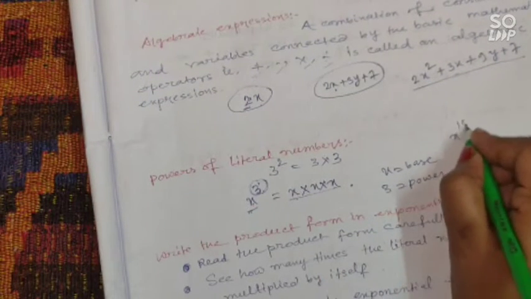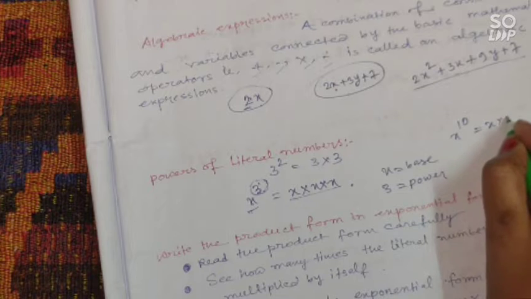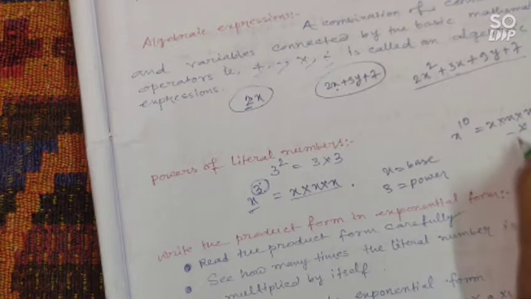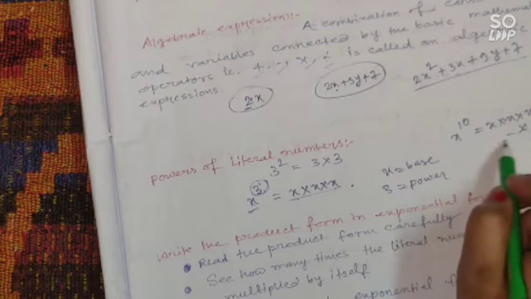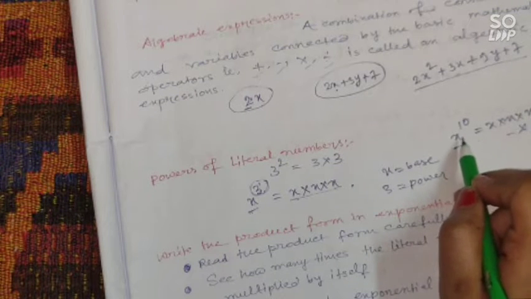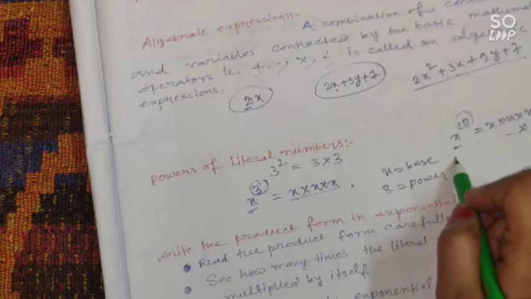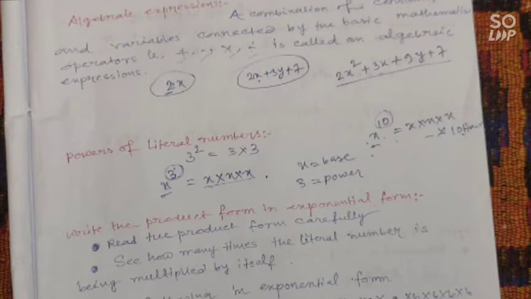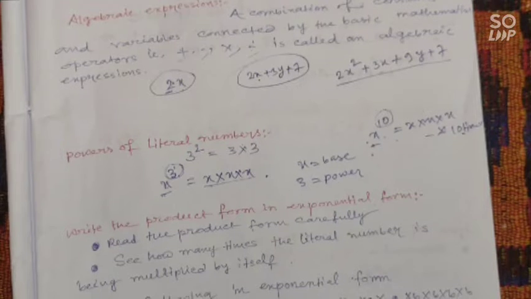If I multiply x 10 times, we can write this like this. The base is x, the power is 10, or we can read this as x raised to the power 10.